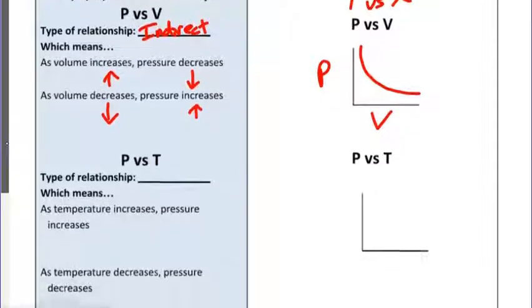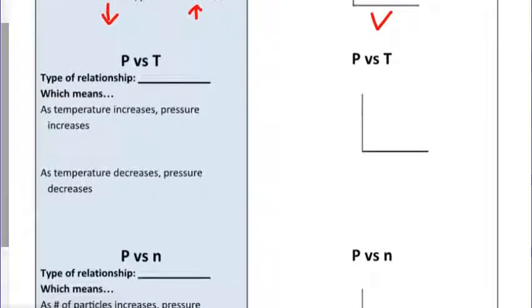Okay? The next two we're going to talk about are referring to pressure versus temperature. And so if temperature is increasing the speed of the particles, we can say that as temperature increases and the particles move faster, they're going to collide with each other and the walls of the container more. Therefore, the pressure inside is also going to increase. And the opposite of that is also true.